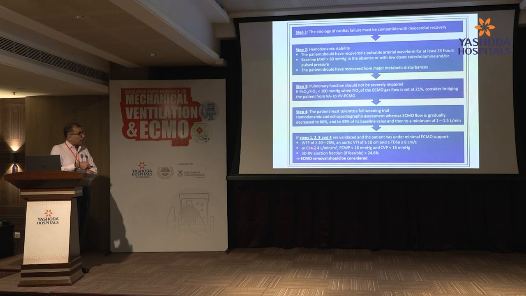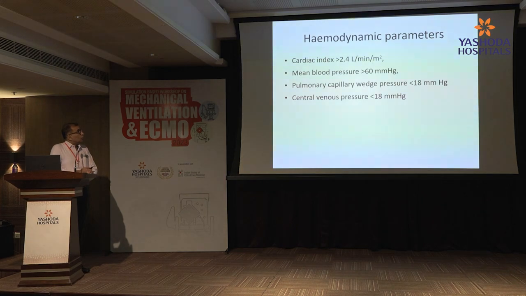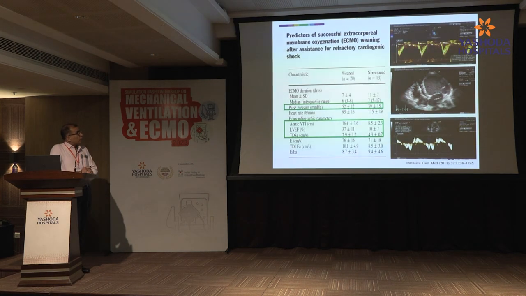You reinforce your findings by looking at the echocardiography. When ejection fraction is more than 25%, VTI is more than 10, TDSA is more than 6, and cardiac index is more than 2.5, that means your patient is ready for further trialing off and we can decannulate this patient. So these are the hemodynamic parameters we always look for whenever a patient is on VA ECMO.